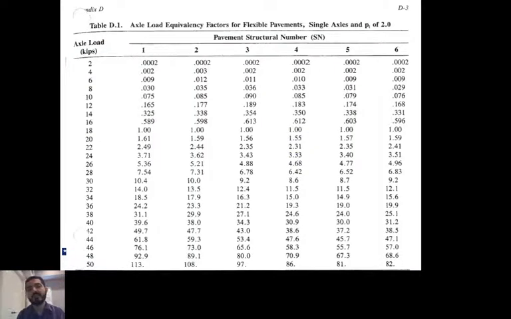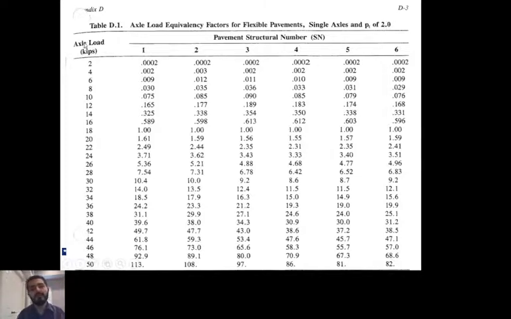So here is an example with one of these tables. It's table D1. This is the axle load equivalency factor for flexible pavement. This table is only for single axles, and the Pt, terminal serviceability, is 2. So if you're doing, let's say, interstate I-20 or I-80, you can't use this table. This table is only for local streets or collectors that we designed at a Pt equal to 2.